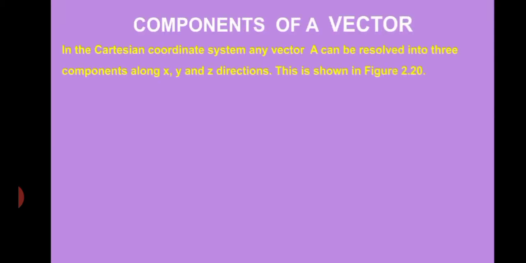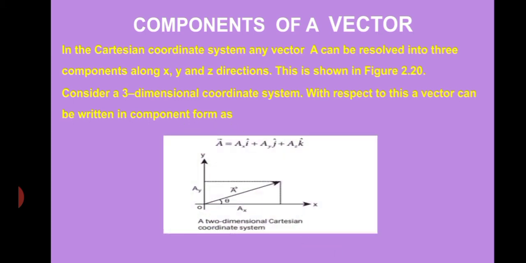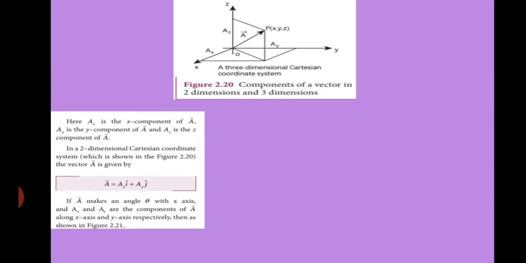Components of a vector. In a Cartesian coordinate system, any vector can be resolved into three components along the x, y, z directions. This is shown in the figure. Consider a three-dimensional coordinate system. With respect to this, a vector can be written in component form as shown here, in the figure for components of a vector in 2 dimensions and 3 dimensions.